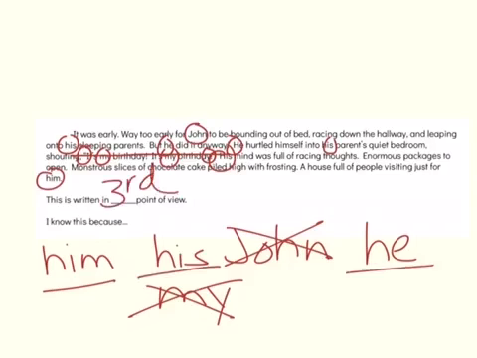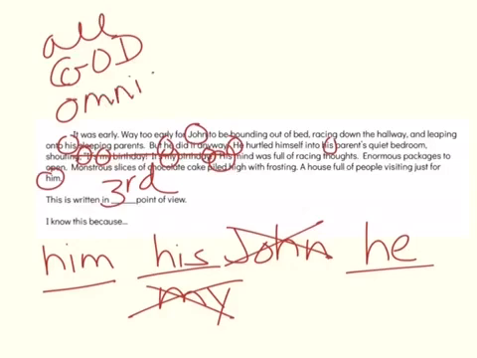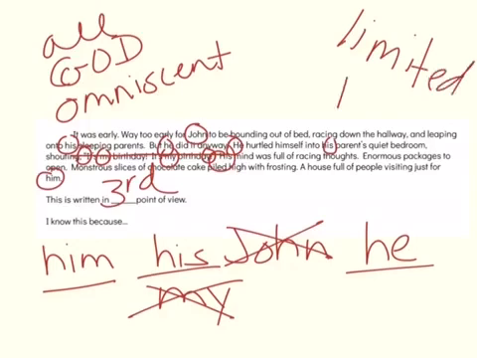Did I know about all of the people? Is that omniscient? Or did I find out just about one limited character? This is just hearing about one character. We're hearing about John and John's thoughts. So this would actually be third person limited.